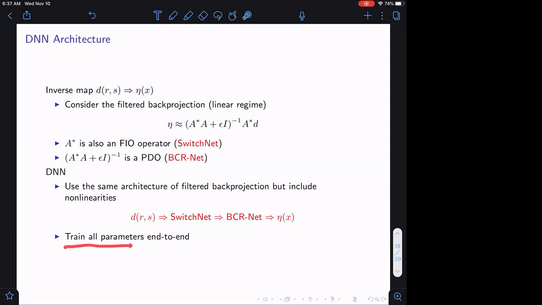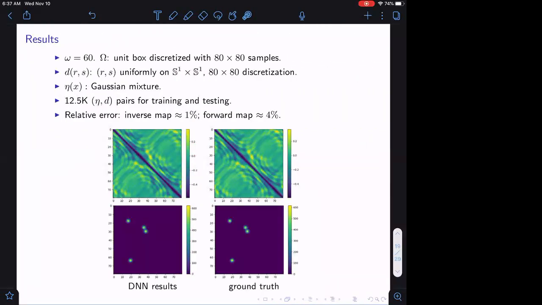So the final step, which is also probably the most important step, is that all the neural network parameters inside the SwitchNet and BCRNet will be trained end-to-end using the given limited amount of data. Here I'm going to give you a simple example. The operating frequency is 60, and the domain is a unit box. I sample the box with about 80 by 80 points. The boundary measurement that I receive is on a unit torus, and again it has 80 directions of angular resolution and 80 discretization points around the circle.